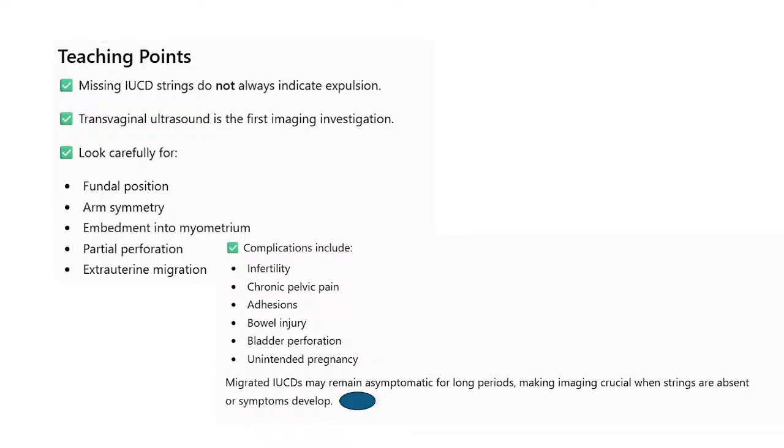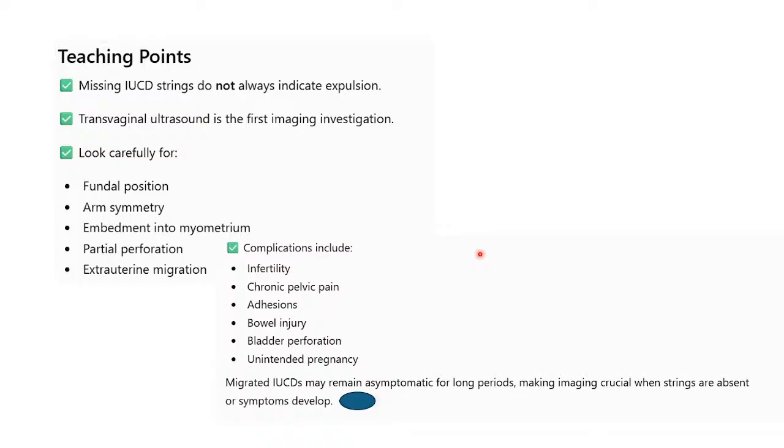Those are very critical. The complications include infertility, chronic pelvic pain, adhesions, bowel injury, bladder perforation, unintended pregnancy, and migrated IUCDs may remain asymptomatic for long periods, making imaging crucial when strings are absent or symptoms develop. So you can see the challenges or the complications that you can experience when the IUCD is malpositioned.